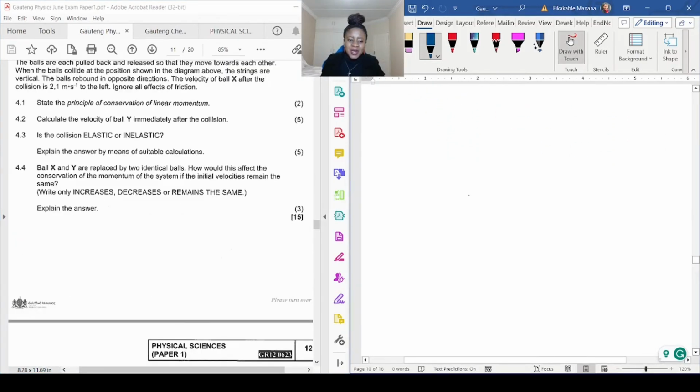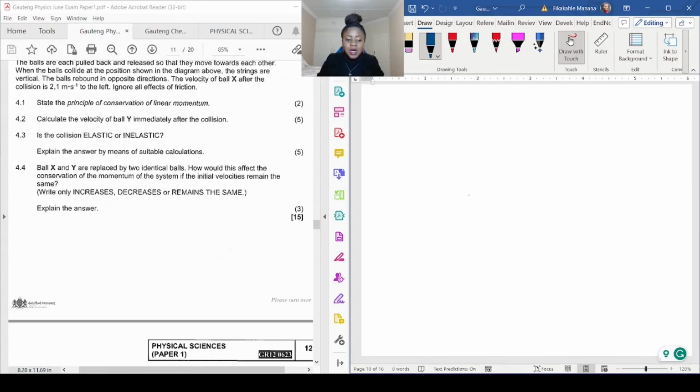All right, we're at the last question, 4.4. So balls X and Y are replaced by two identical balls. Okay, if they're identical, it means their mass is the same, unlike X and Y, where Y was twice that of X. Now, how would this affect the conservation of the momentum of the system if the initial velocities remain the same? So now they have the same mass and the same velocity, with X going to the right and Y going to the left. Okay, so the sum of the momentum before will be equal to 0.